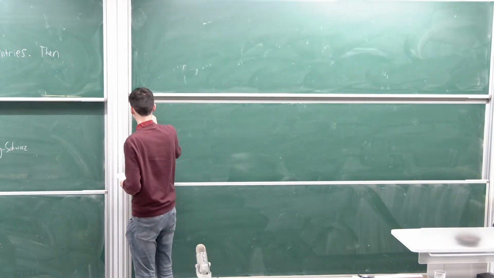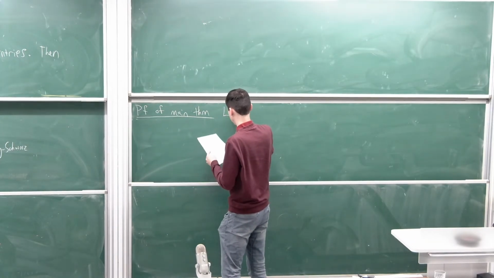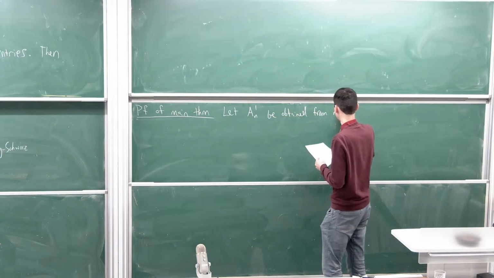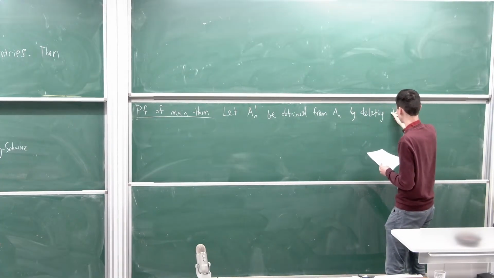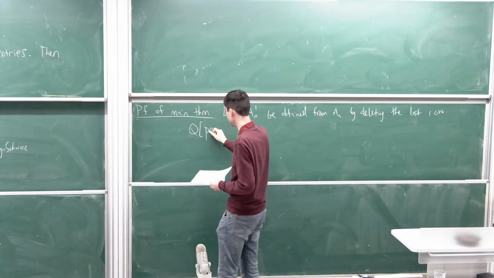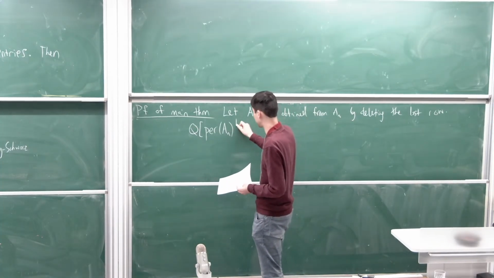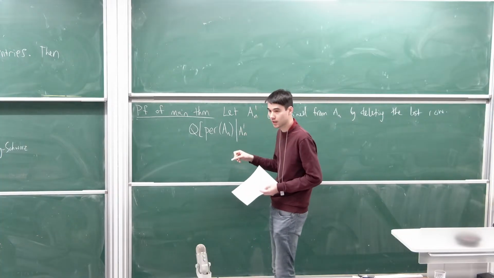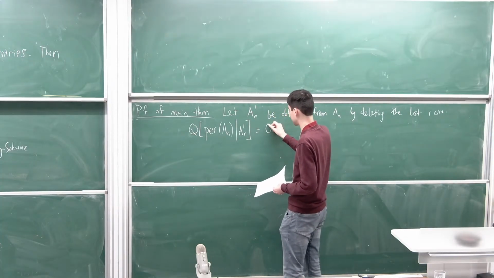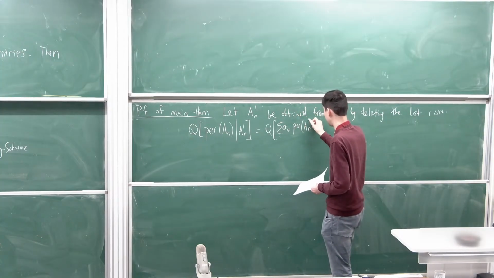So let's do the proof of the main theorem. First, let A_n prime be obtained from A_n by deleting the last row. What we're interested in is the anticoncentration of the permanent. Our objective is to show that this is exponentially small. I'm going to consider the anticoncentration in the conditional probability space where I condition on the first n-1 rows. And by the minor expansion formula, the permanent is just the sum over all I of a_{n,I} times the permanent of A_n with I removed.